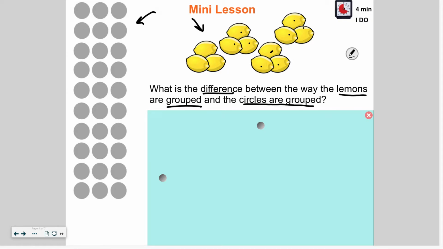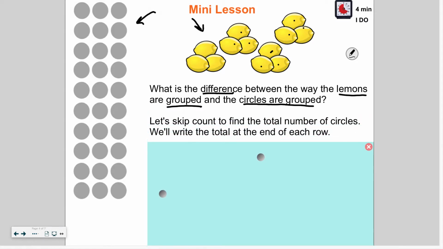Maybe you said that the circles were more organized, or that the lemons were in bundles. There's no wrong answer. You can comment in Schoology what you thought the difference was. So let's skip count now.